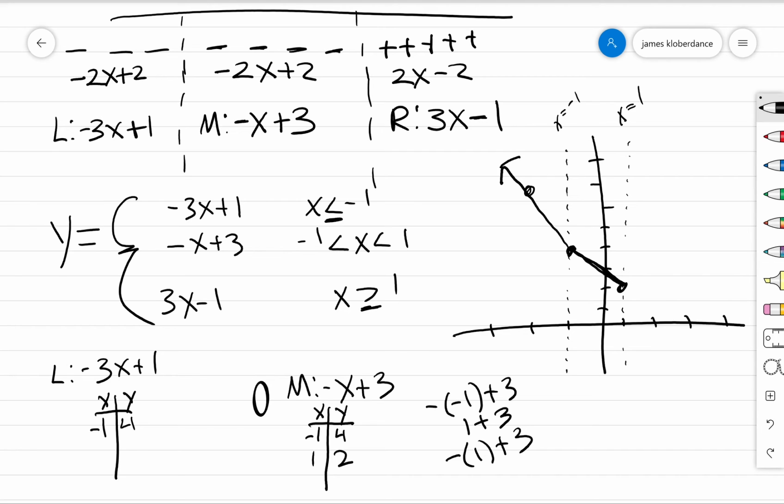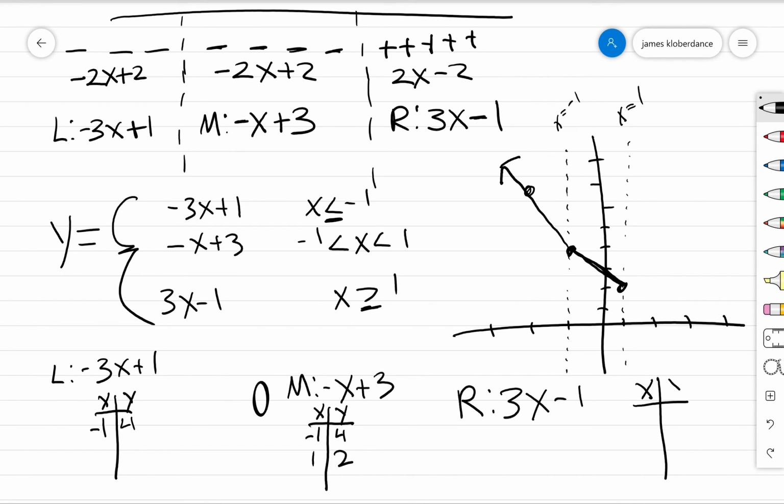Okay. And then finally, the right region. So the right region is 3x minus 1, and in that zone, I of course have the boundary of 1. So when x is 1, 3 times 1 minus 1, 3 minus 1 is 2. And then to get my next point, I know the slope is 3, so I can go up 1, 2, 3 over 1. So it's something like that. Okay, so that's a very rough, very crude example, but that's what it is. So hopefully that helps.